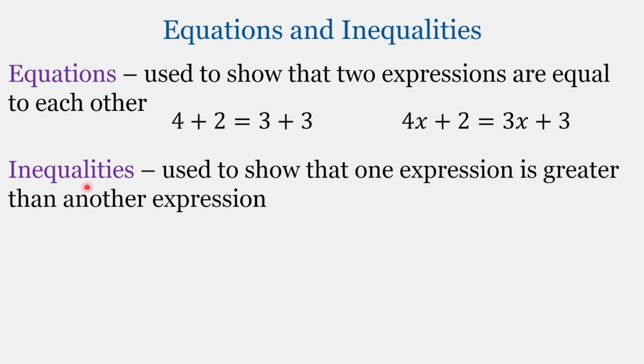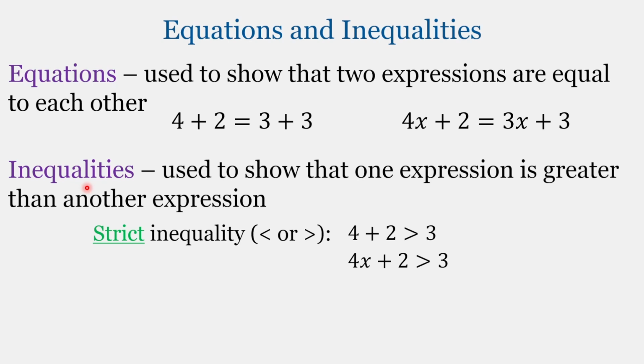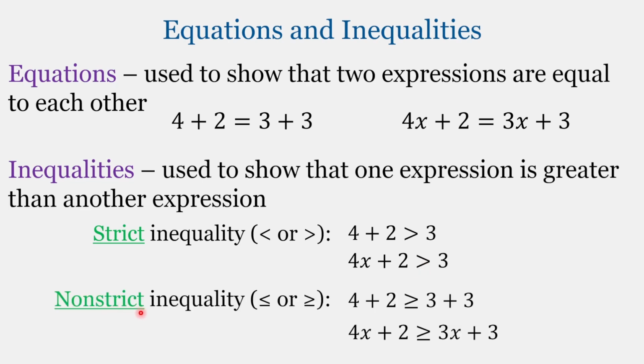Inequalities are used to show that one expression is greater than another expression. And there are two types of inequalities. We have strict inequalities, and with strict inequalities, one side must be bigger than the other. So for this example, 4 plus 2 is bigger than 3. Or 4x plus 2 must be bigger than 3. They cannot be equal.